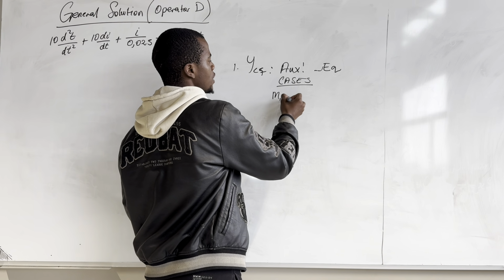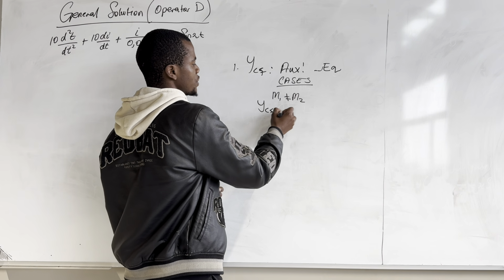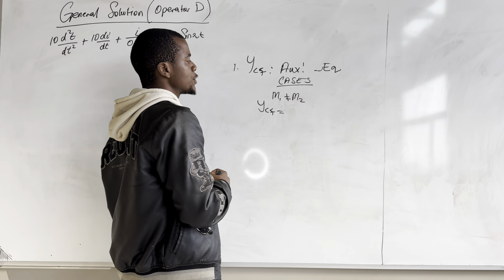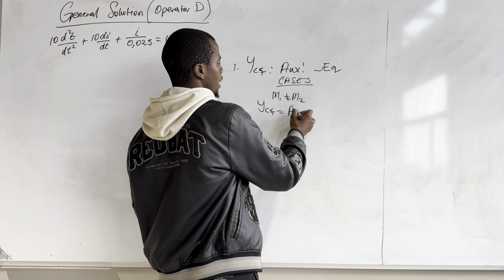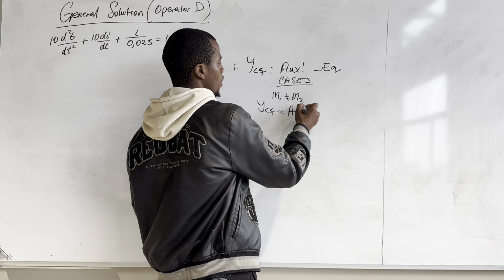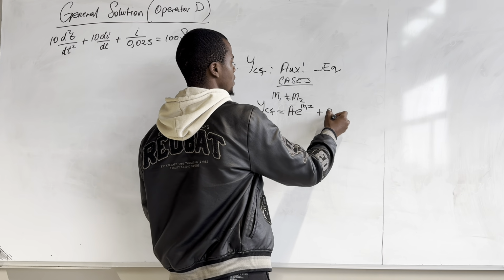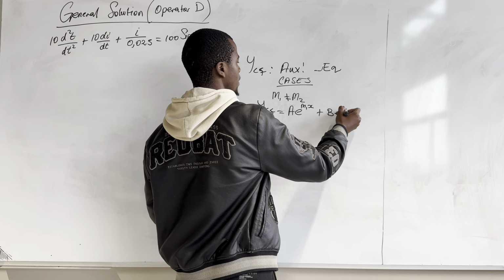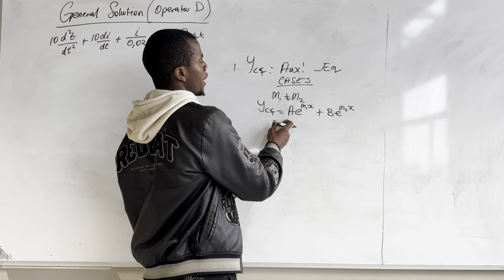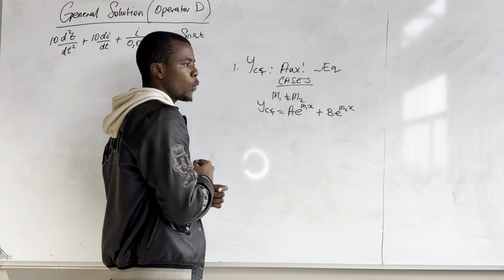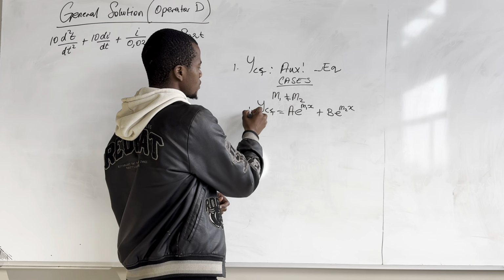whereby m1 is not equal to m2. So what will be your complementary function if your m1 is not equal to m2? And therefore, if you have this case, then you will have your A e to the power of m1 x, and then we have a plus, and then B e to the power of m2 x. Okay, so it's whereby your m1 is not equal to m2. Okay, so that was case number one.